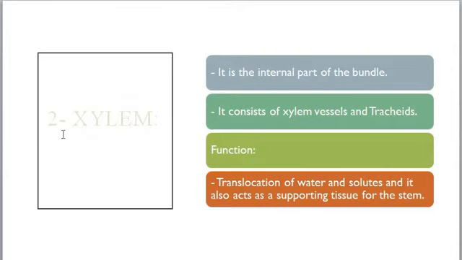Okay, here we are talking also about the xylem, the second part of the bundle. It is the inner part of the bundle and it consists of xylem vessels and tracheids. Two parts only. The function of the xylem is translocation or transportation of water and solutes, from where to where? From root to stem to leaves. Okay, so that is the function of the xylem.